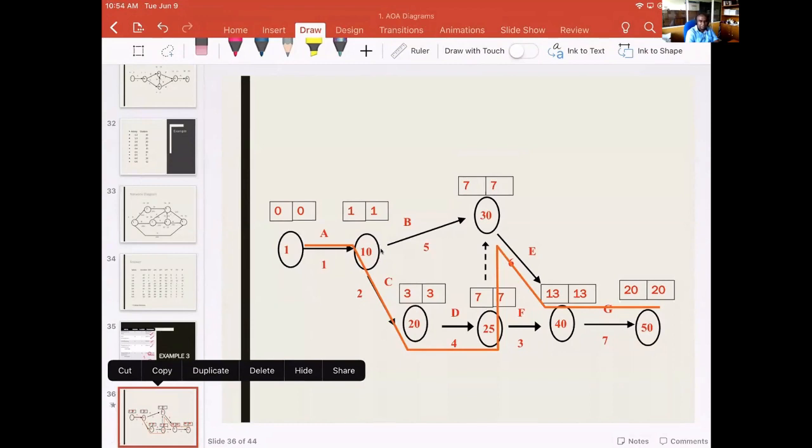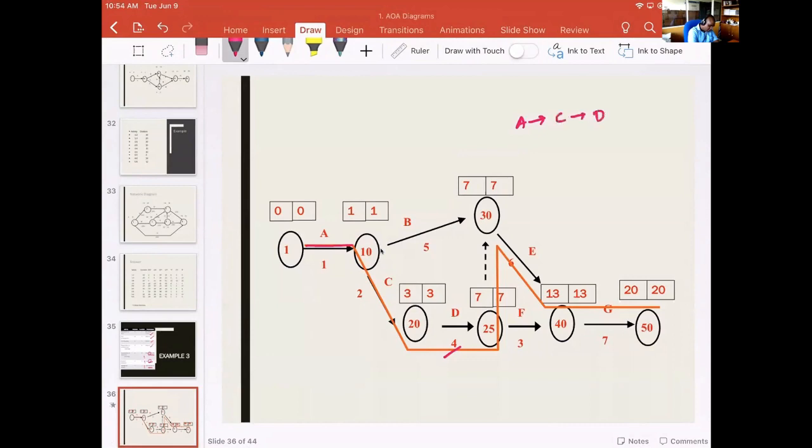Try to understand. So this path is the critical path. The path in orange is the critical path: A, C, D, the dummy activity, don't mark it, E, G. That is the critical path.